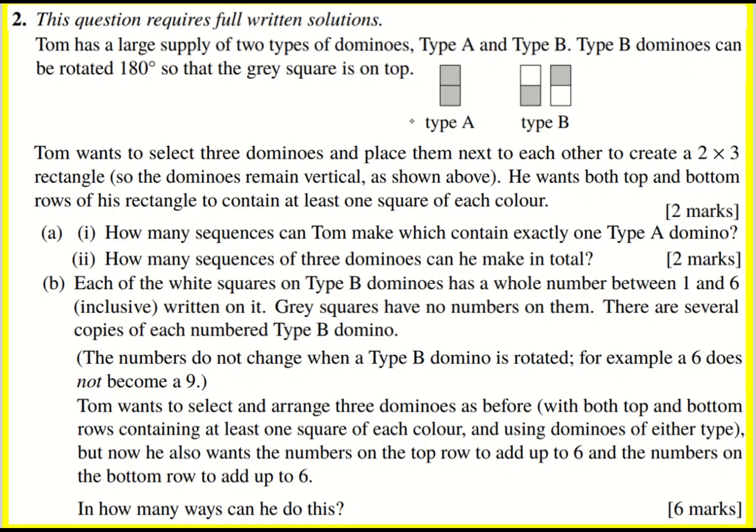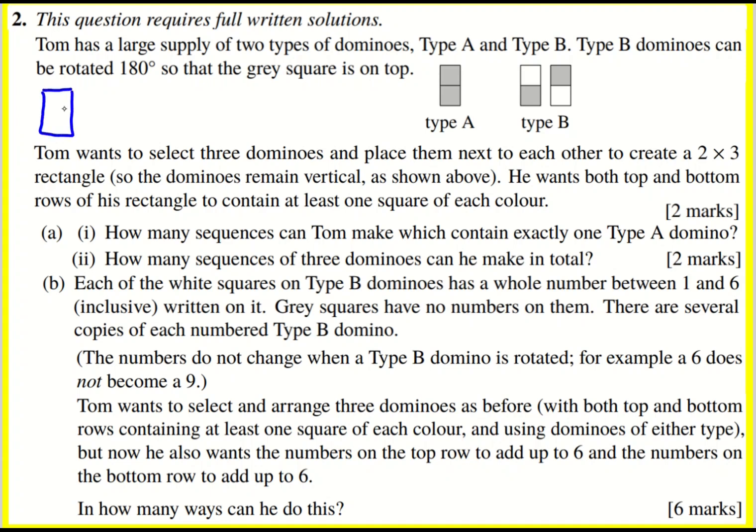We've got lots of these type A dominoes and lots of the type B dominoes, although they can be rotated 180 degrees to look different. Tom wants to select 3 dominoes, place them next to each other to create a 2 by 3 rectangle. The dominoes remain vertical as shown, and he wants both top and bottom rows of his rectangle to contain at least 1 square of each color. How many sequences can Tom make which contain exactly 1 type A domino?